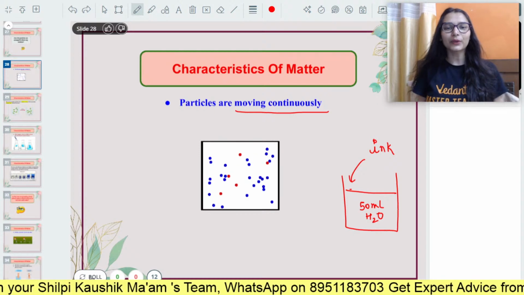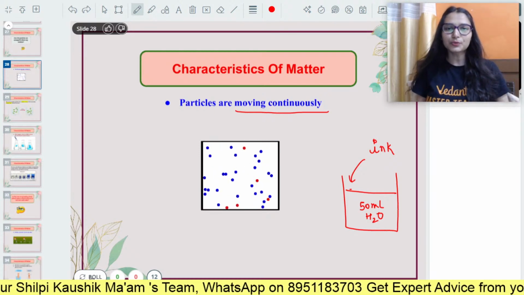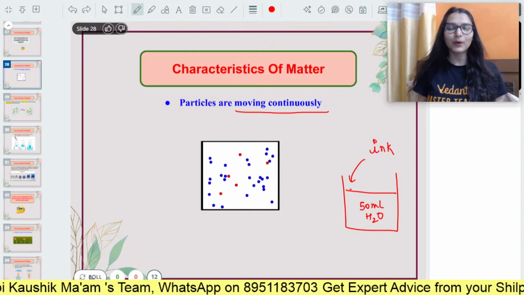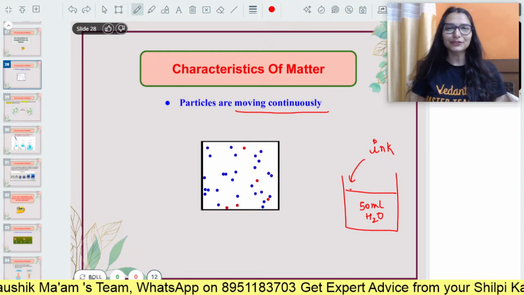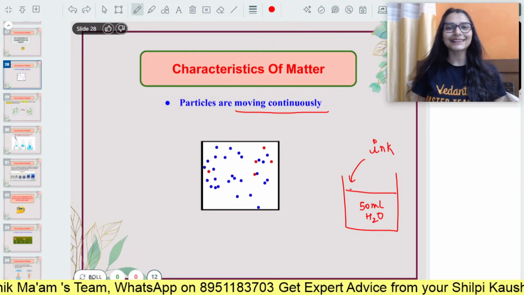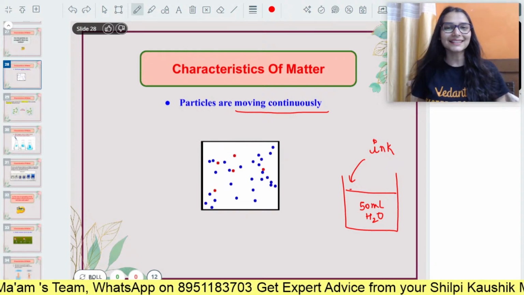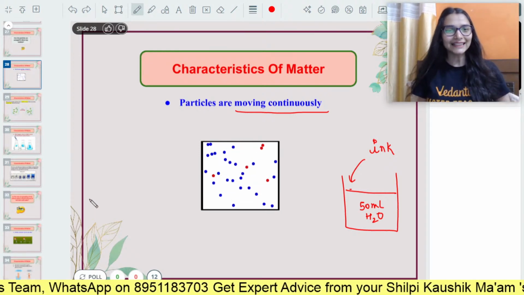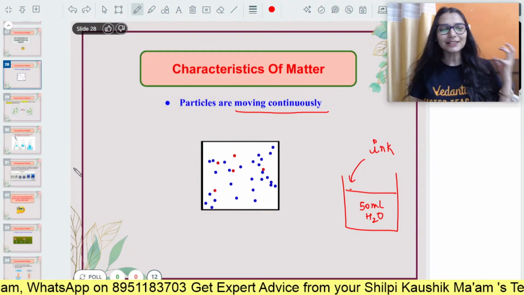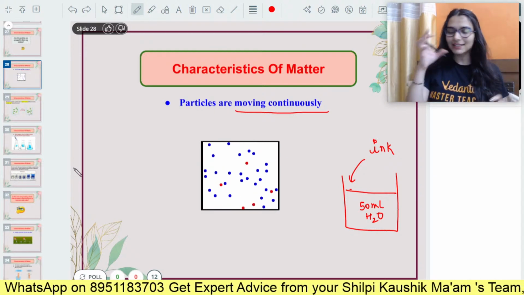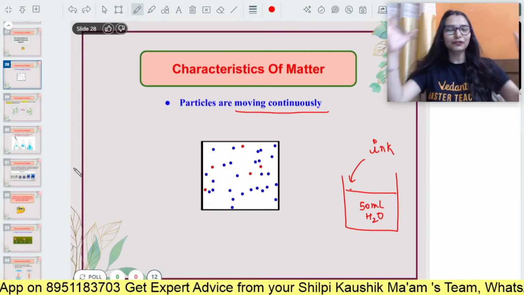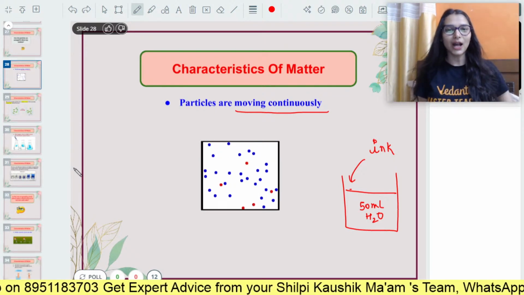Another example you can take: your friend has used perfume. You get the smell of perfume from a distance. Why? Your friend didn't come near you, but still you get that fragrance. The reason is that perfume particles are moving and intermixing with the particles of air, and the fragrance reaches around the area.